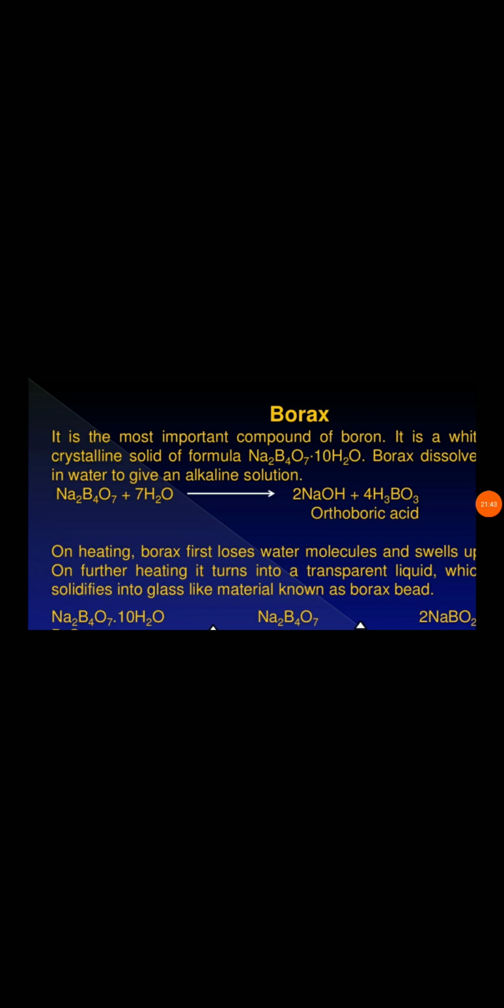Boron we saw already in the last class. Aluminum also forms two compounds. Boron also forms three compounds: one is orthoboric acid, next borax, and another compound, diborane. Diborane is also forming there.